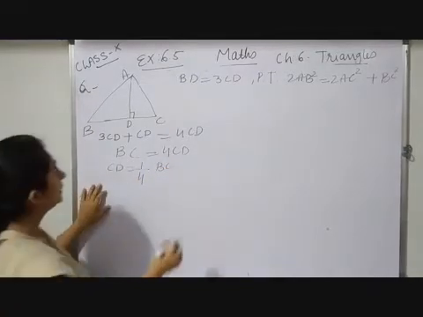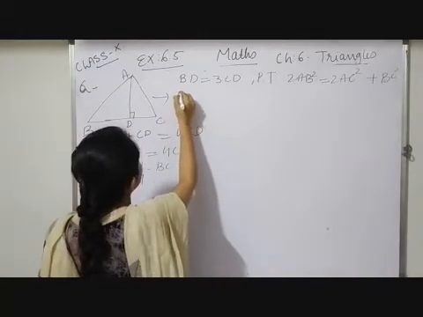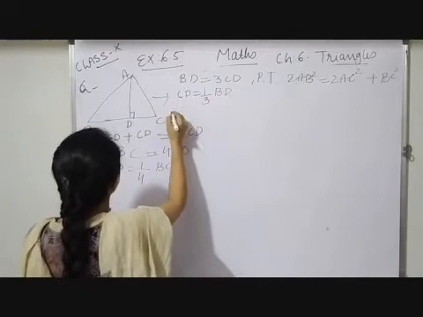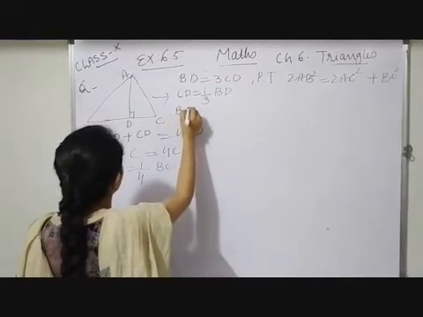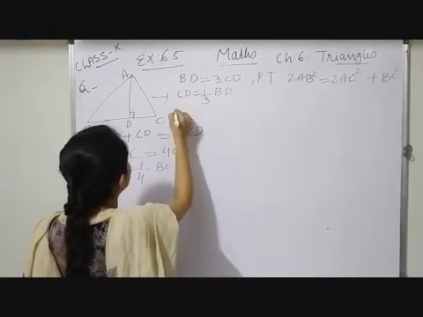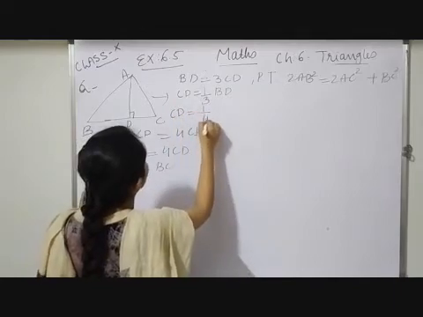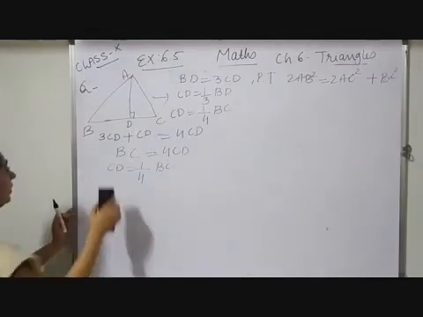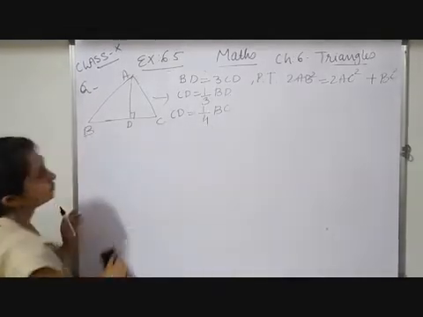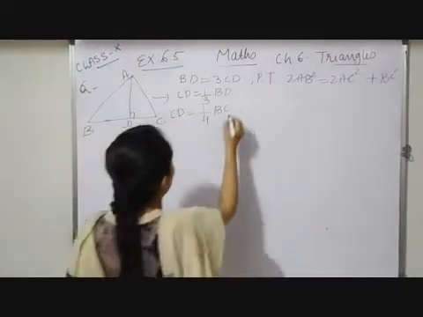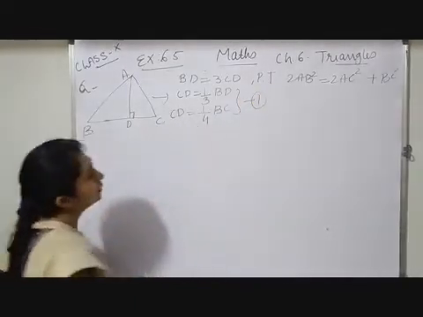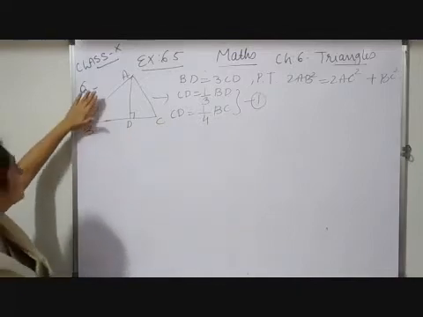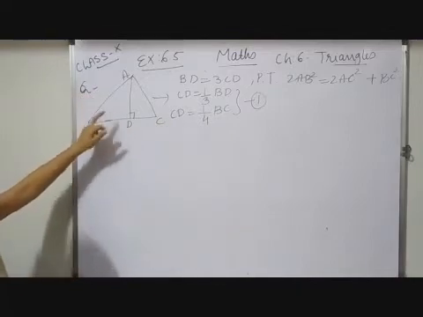Understood? So here I am writing CD equals 1/3 BD, and also CD equals 1/4 BC. These two results I can derive. Now, these two I am giving as equation number 1. Now I want AB square in my proof. AB square is a part of this triangle, so I am choosing this triangle.